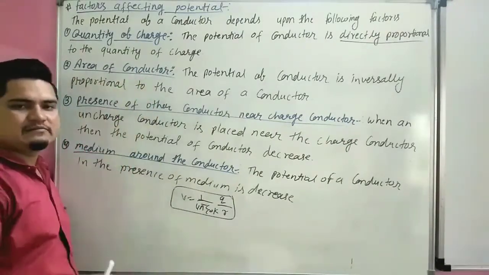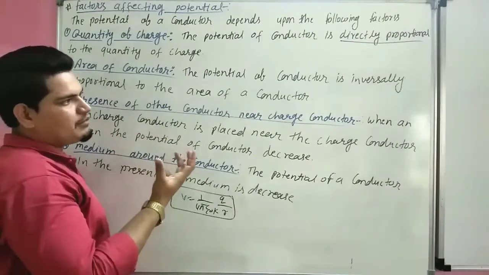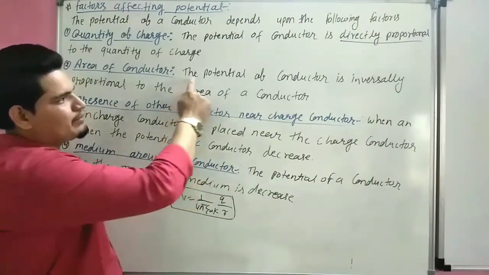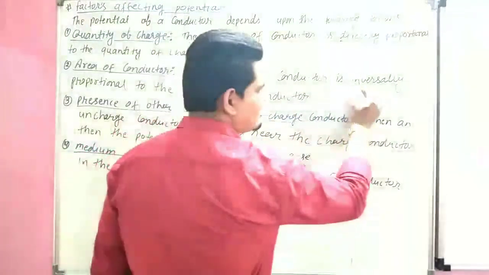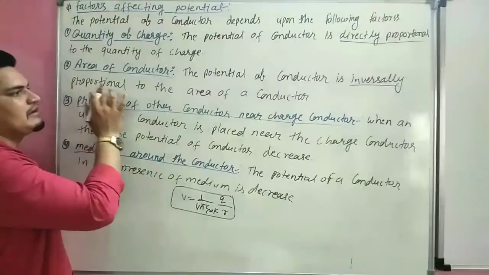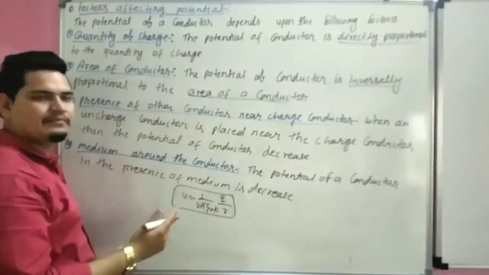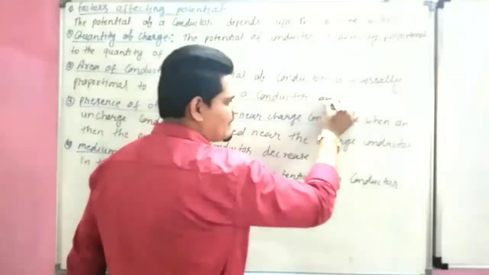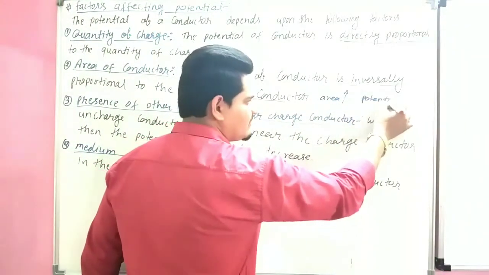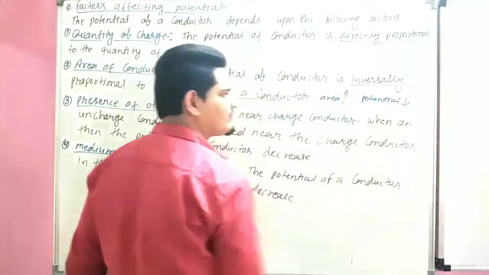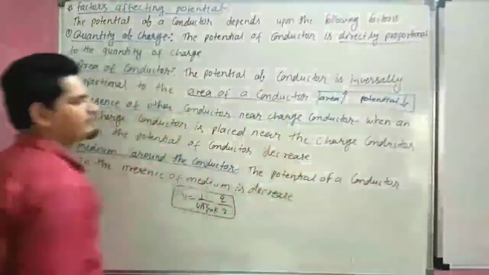Area of conductor. When we increase the area of conductor, then potential decreases. It means potential of conductor is inversely proportional to the area of conductor. If we increase area, potential decreases.